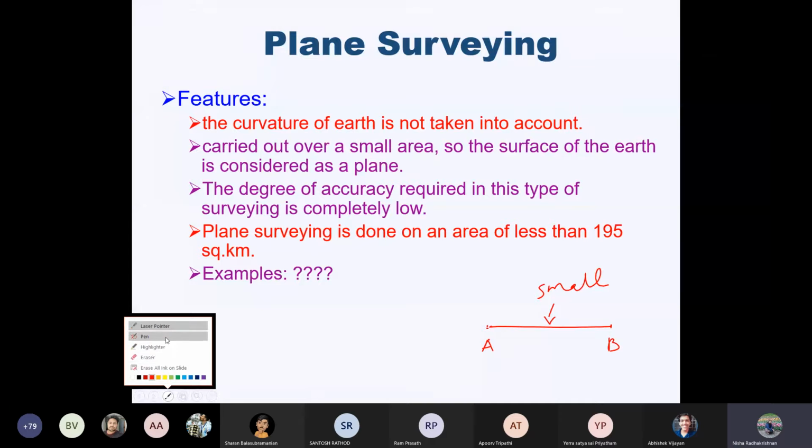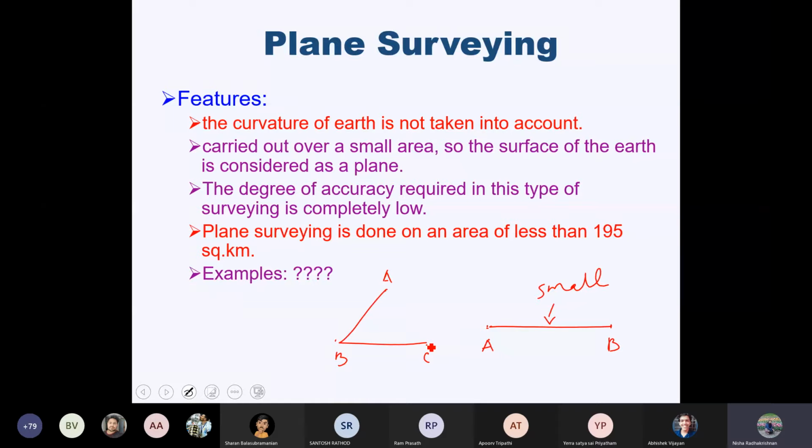Next is, if you have 3 points A, B and C, the lines that connect these 3 points will be straight plane lines. That's why it is considered as a plane. And the area that comes within that triangle should be less than 195 square kilometers. That's called plane survey. Right.